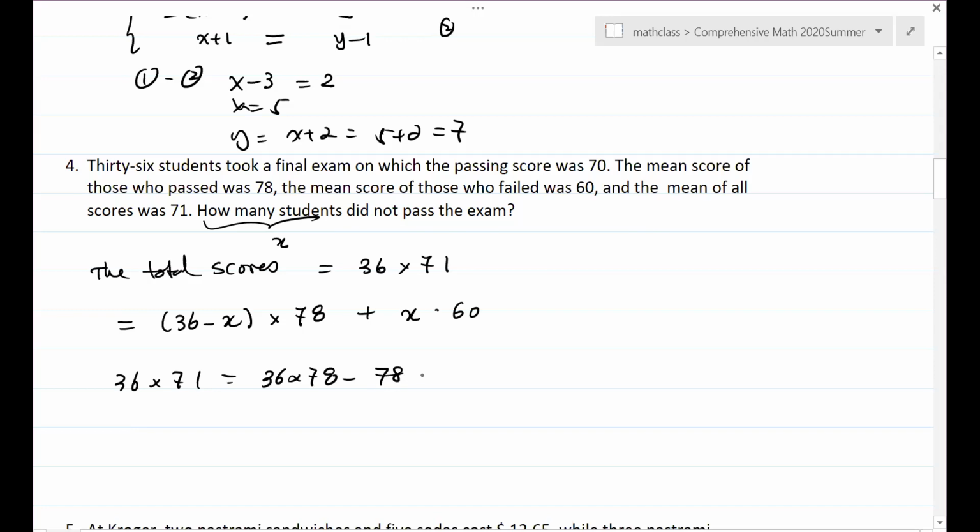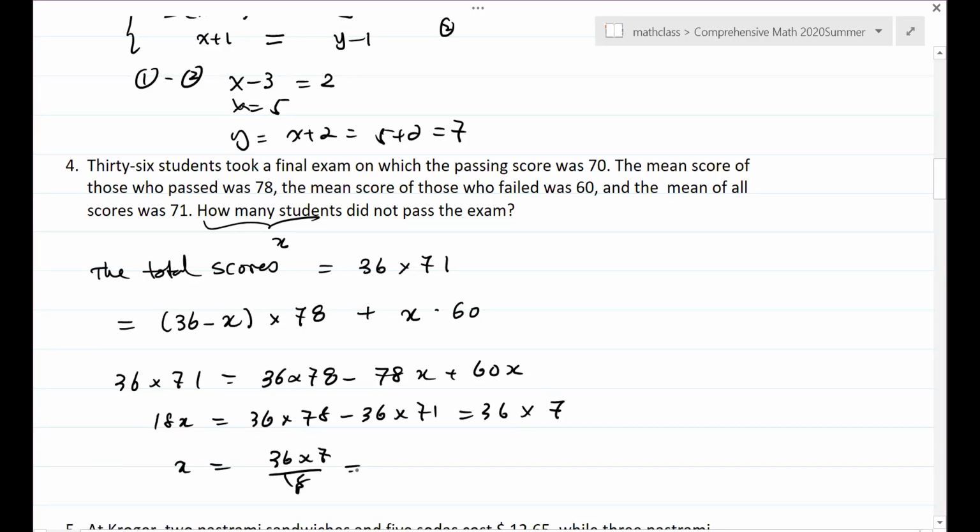Now let's try to solve it without using a calculator, right? So what you get is 78 minus 60, which is 18. So 18x equals 36 times 78 minus something, right? Move the constant to the right, x to the left. And then you have 36 as a common factor. So 78 minus x is going to be 7, okay? Then x is going to be 36 times 7 divided by 18, which is 2 times 7, it's 14. Then you have 14 students.